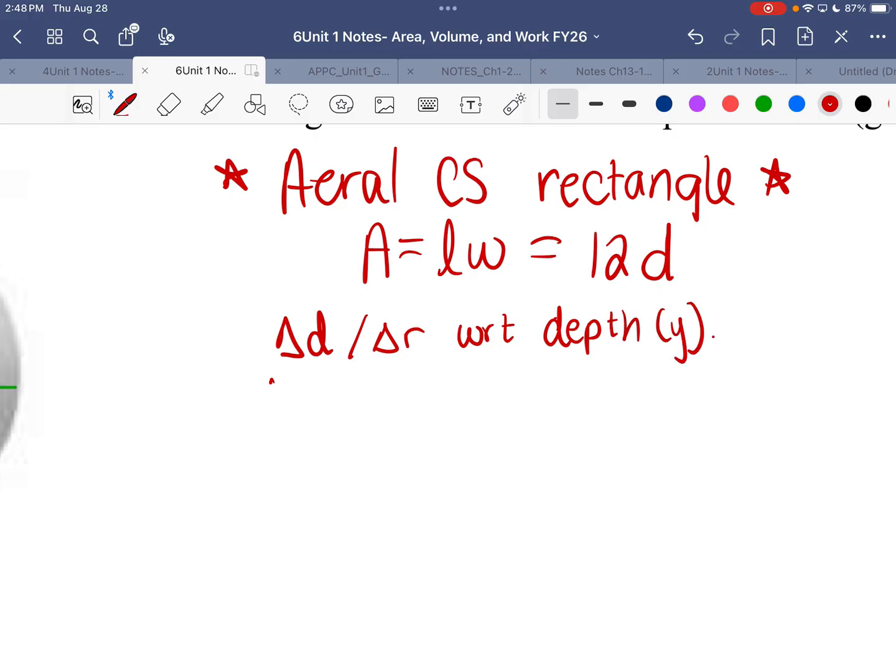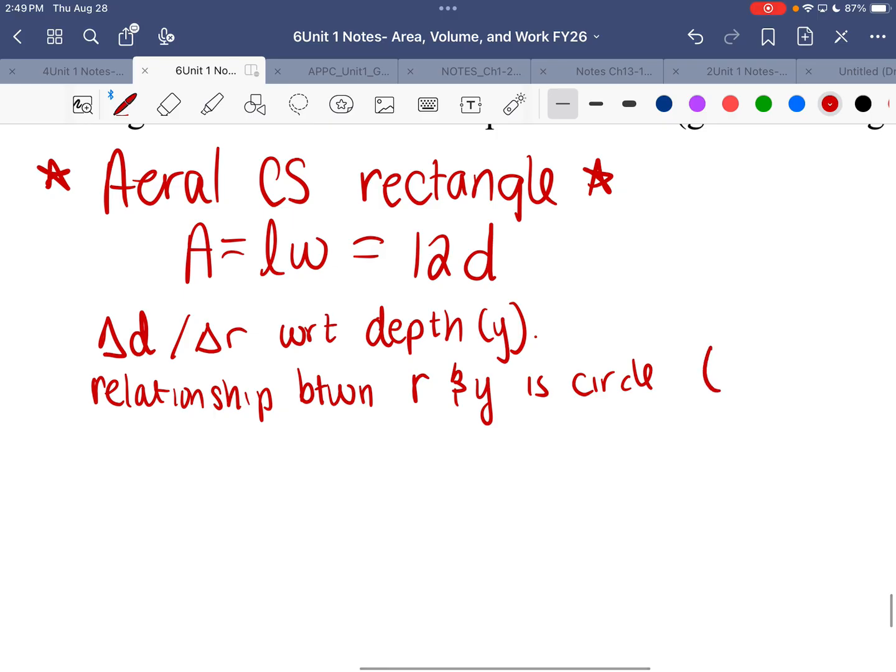The relationship between the radius and the y is a circle. I want the radius, and not the diameter, because it's changing on a circle, and it's a lot simpler to deal with the equation of a circle with our radius. You can tell the shape by looking at it from the front shot.